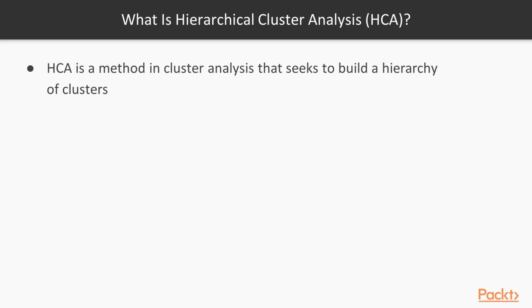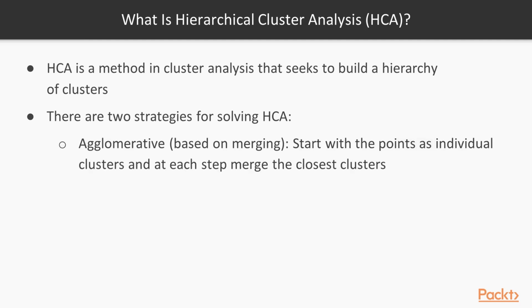HCA is a method in cluster analysis which seeks to build a hierarchy of clusters. There are two strategies for solving HCA. The first one is called agglomerative clustering, which is based on merging. It starts with the points as individual clusters and at each step merges the closest clusters together.